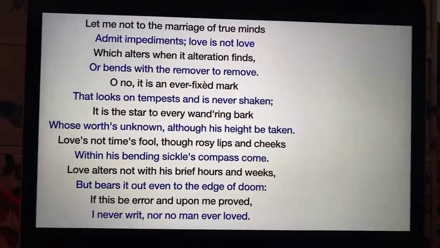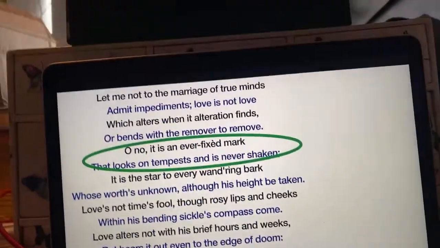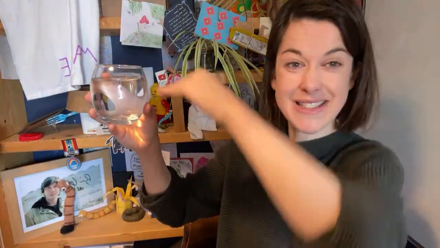Anyway, the next bit is what I was really interested in, as a physics teacher. Oh no, it is an ever fixed mark that looks on tempests and is never shaken. So the phrase ever fixed mark immediately made me think about parallax, which is what this activity was about. Parallax is when something seems to move depending on how you look at it.